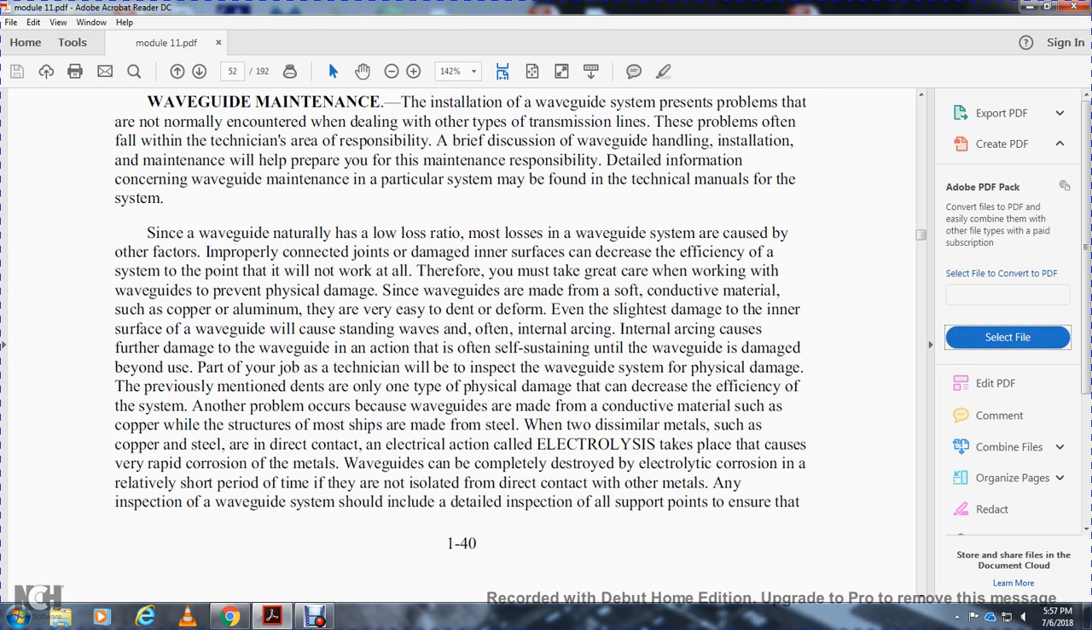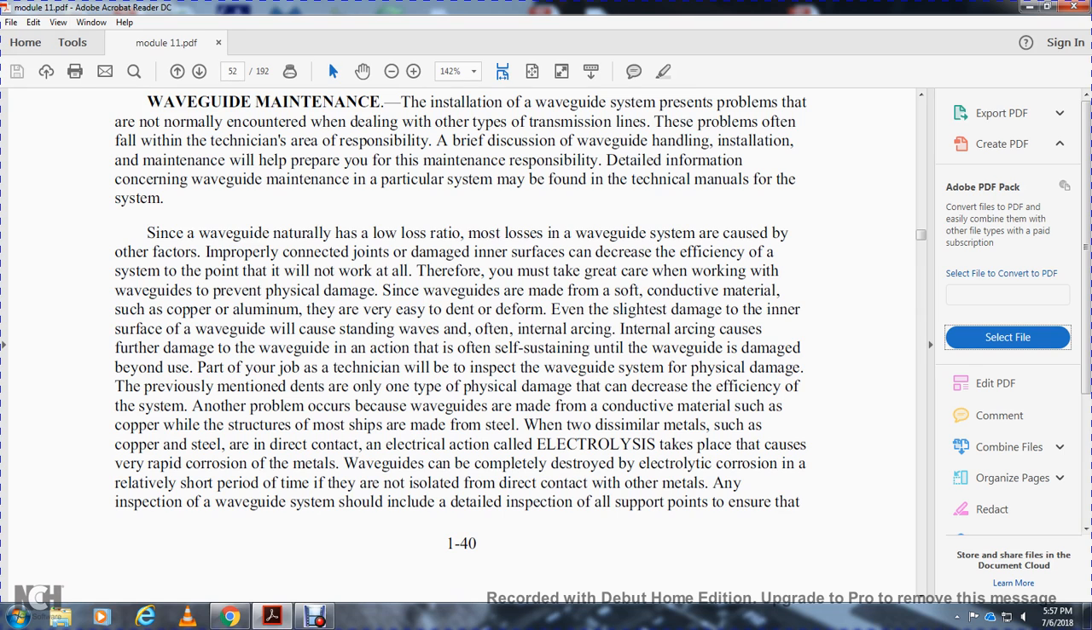Another problem occurs when waveguides are made with conductive materials such as copper. Most of the ships are made of steel. When two dissimilar metals such as copper and steel are in direct contact, an electrical action called electrolysis takes place, causing very rapid corrosion of the metal. Waveguides are completely destroyed by electrolytic corrosion in a relatively short period of time if they are not insulated from direct contact with other metals.